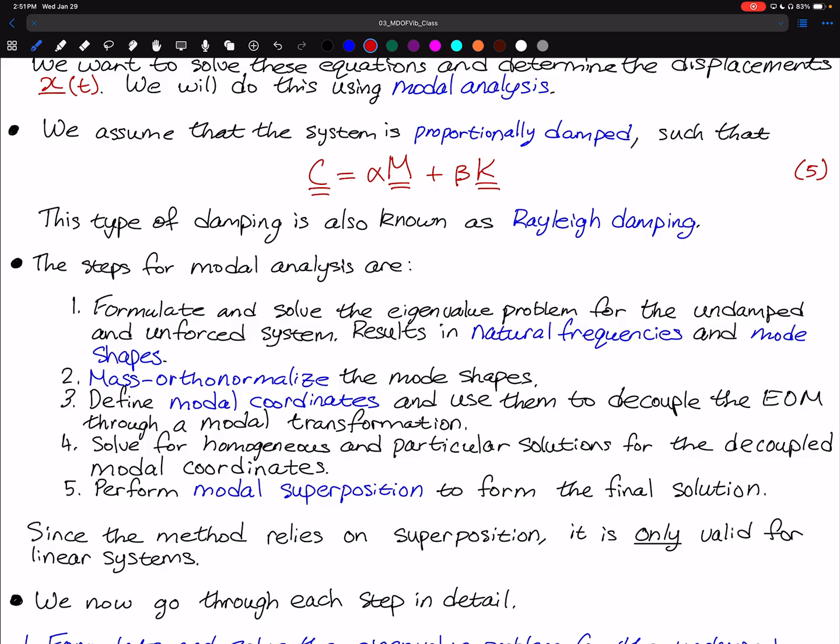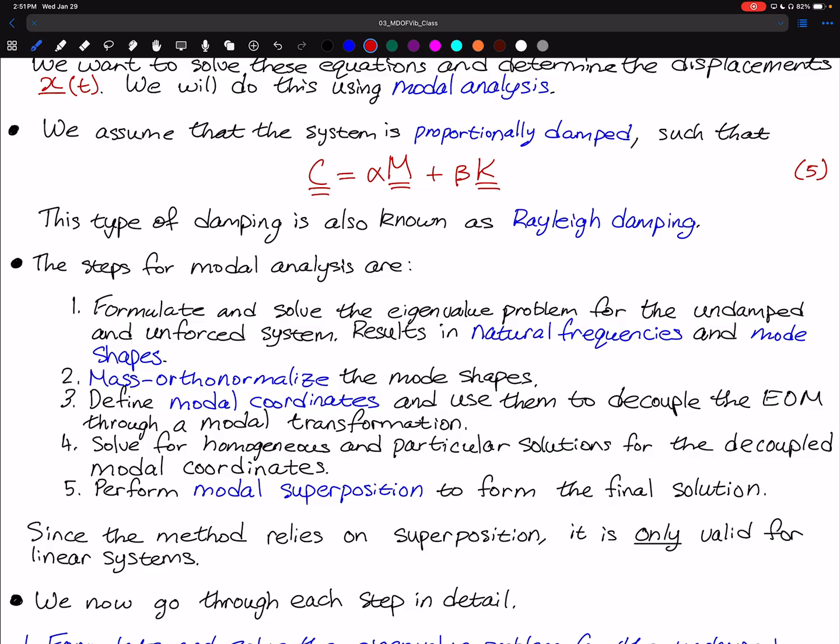I don't think I have any examples here, so I'll probably try and pull some examples of mode shapes, like what they actually look like for an airplane or something out of my research. We're going to get natural frequencies and mode shapes. This will allow us to then define what we call the modes of vibration of the system. We're then going to do a technique called mass orthonormalization to mass orthonormalize the mode shapes. We'll then define modal coordinates, and we'll use those to decouple the equations of motion through a modal transformation.